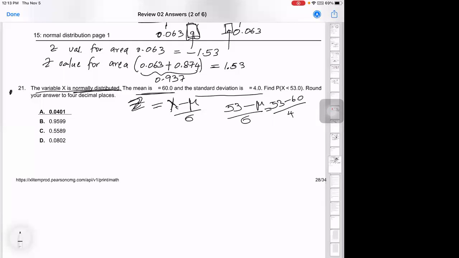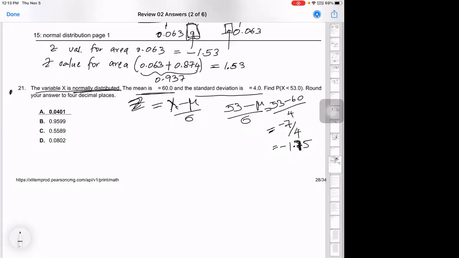This is going to be negative 7/4, which means negative 1.75, this area. Okay, so what now? Now you have to find the area.